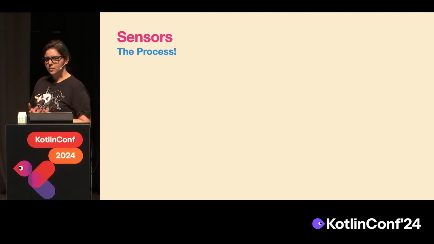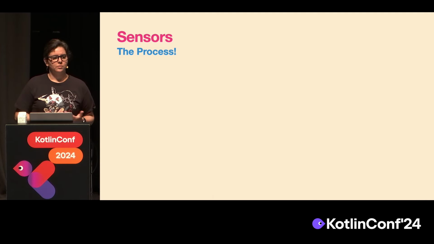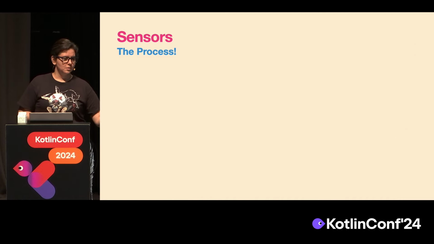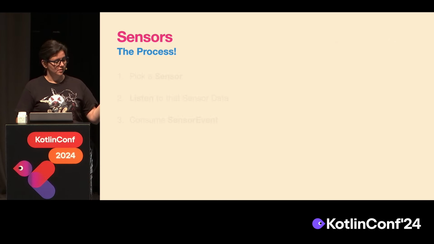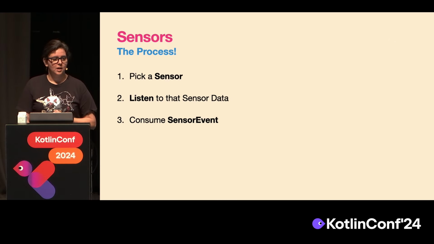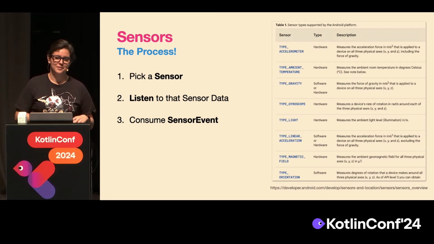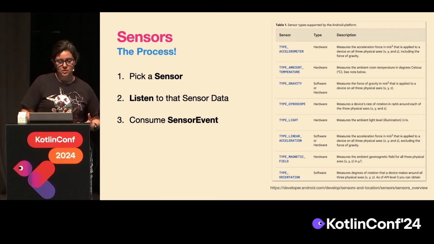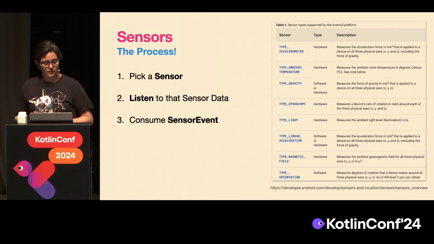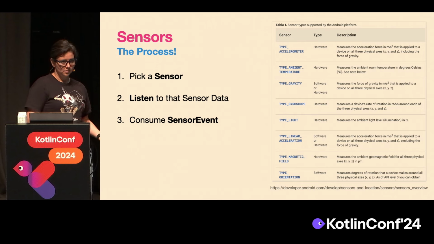Now, whenever you work with sensors, there's also going to be a process. Regardless if you're working with animations or anything else, the steps that I follow are these. First, I will need to pick a sensor, which we have a bazillion of. Well, not a bazillion, more like 20. But you're going to get everything documented in both iOS and Android. And after picking the sensor you want, you need to listen to that sensor data and consume the sensor events.